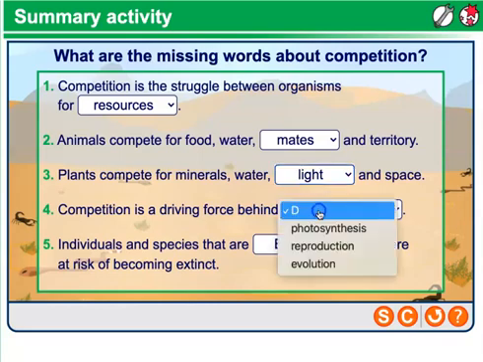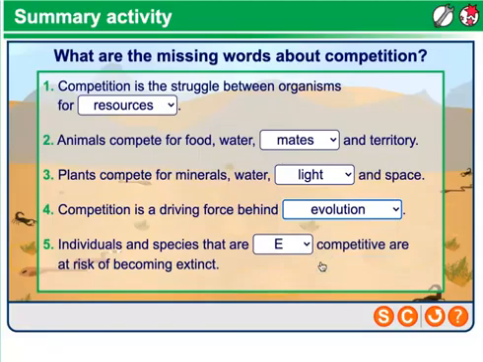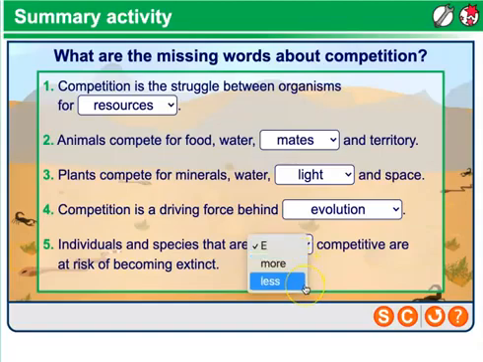Competition is a driving force behind, in this case, evolution, change over time. Individuals and species that are more or less competitive are at risk of becoming extinct. Well, if you're less competitive, you're less likely to pass on your genes to the next generation. So individuals and species that are less competitive are at a greater risk of becoming extinct.